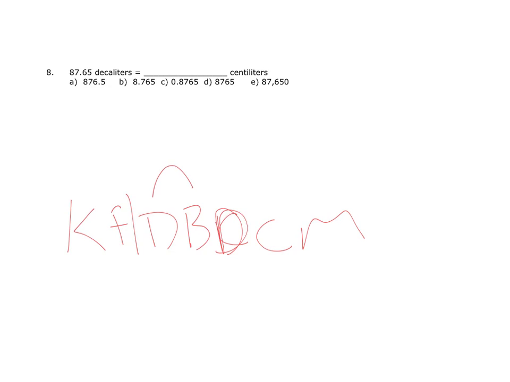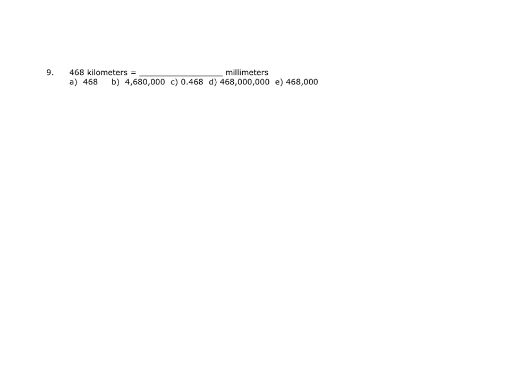Decaliters to centiliters. So now, kilo, hecto, deca, base unit, deci, centi, milli. If we go from deca, 1, 2, 3, to centi, we'd have to move it 3 places to the right, and so that would be answer choice E again. Number 9, kilometers to millimeters. This time we're going 6 places to the right, so we're going to add 6 zeros there. Answer choice D.